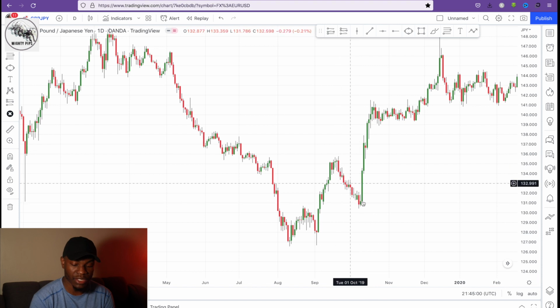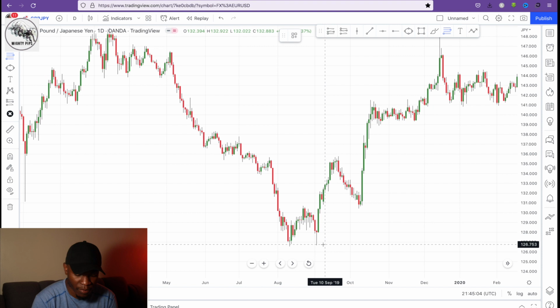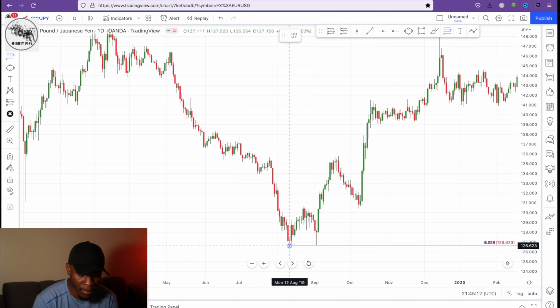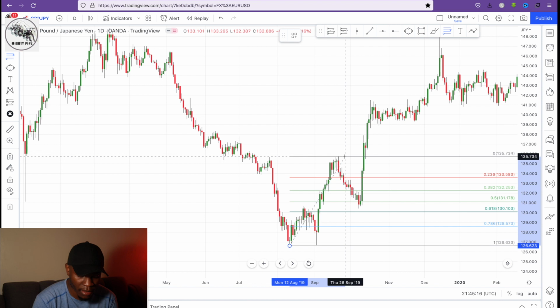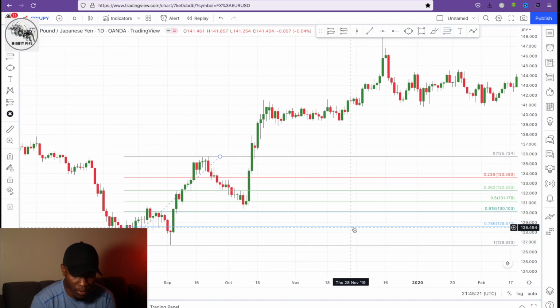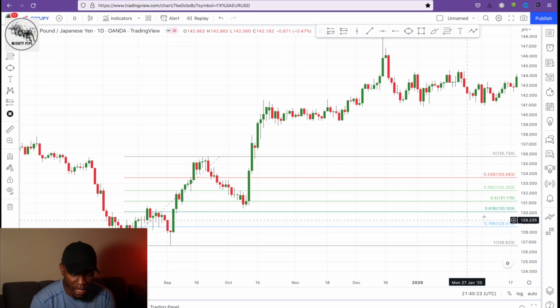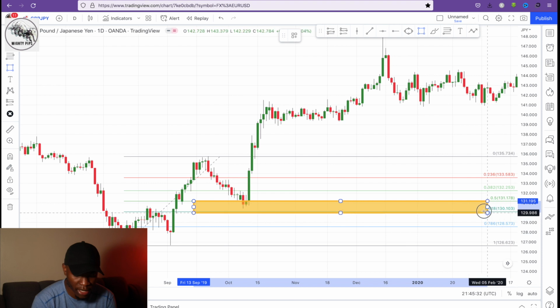Market is retracing here. So what you do, get a Fibonacci, start from the lowest point, which is here. Drop your Fibonacci here, and then draw it to this area here, there. Okay, so after you've done that, look for the area between 61.8 and 50 and put a golden zone there. Okay, draw a golden zone there.